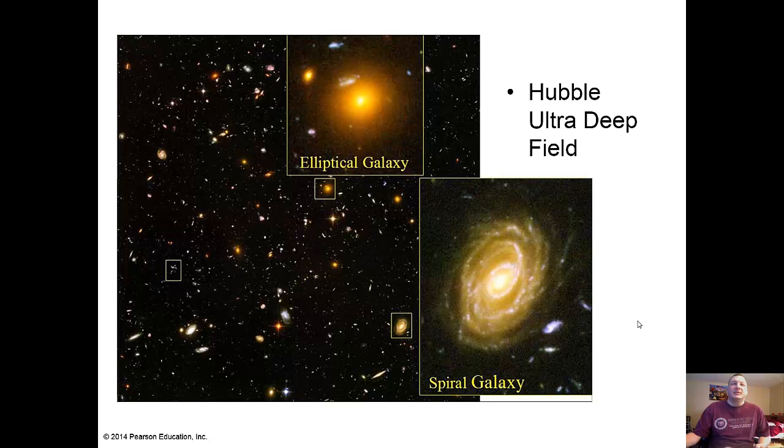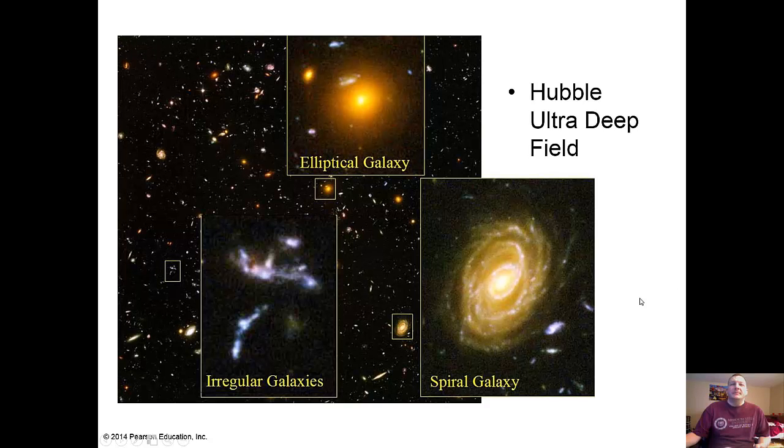We see elliptical galaxies, and these tend to be more of an egg shape and contain older stars. And then we have irregular galaxies like we see here. These are just kind of blobs of gas and dust that make up galaxies.